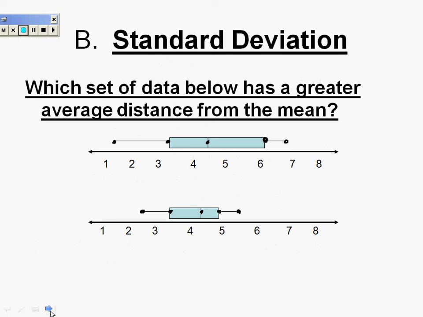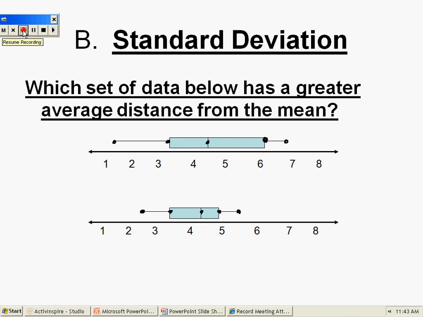Now, you don't need to write this, but just for your information's sake, which set of data has the greater average distance from the mean? Now, that's a lot of words. What has the greatest average distance from the mean? So what does that mean? Average distance from the mean for you. So basically, from all the answers I was getting from you guys, it has something to do with how much the data is spread out, right?